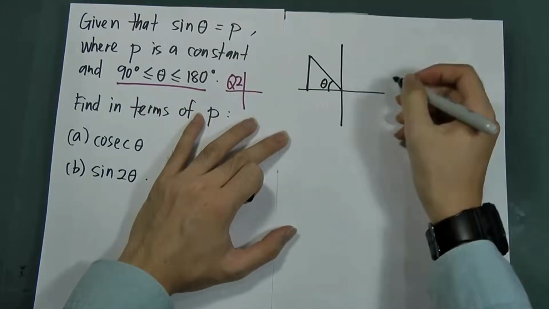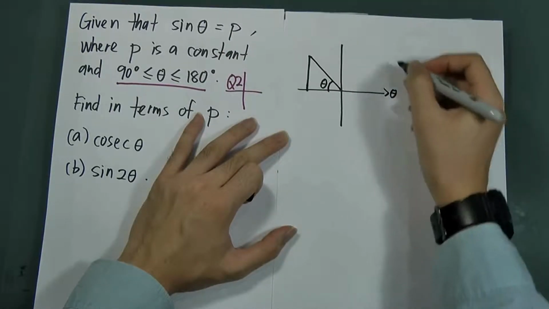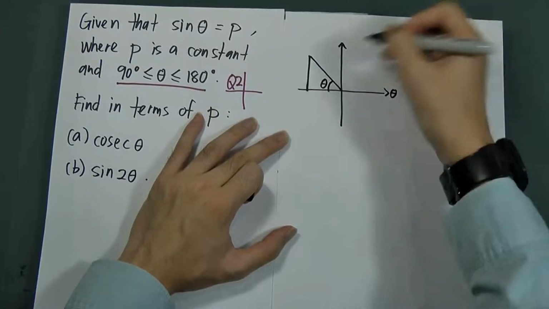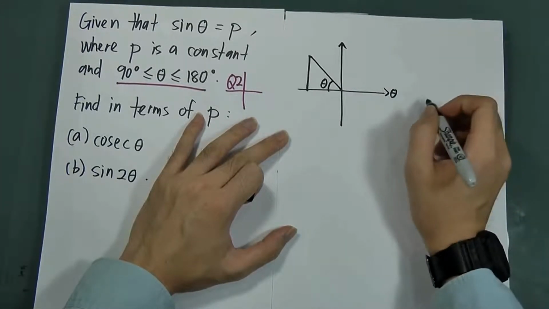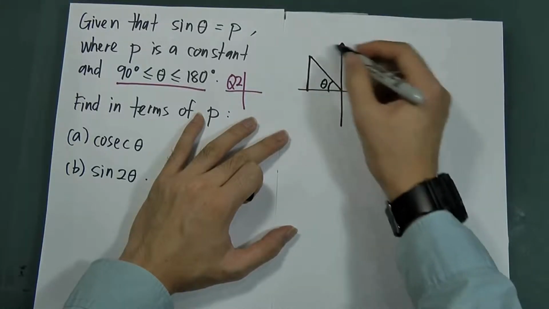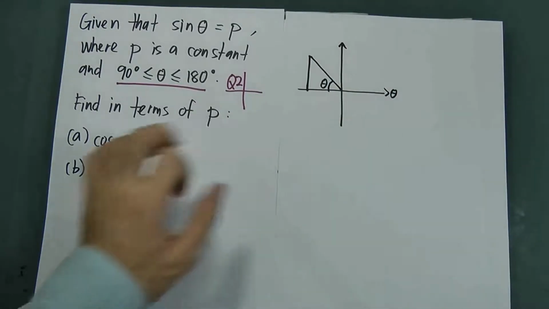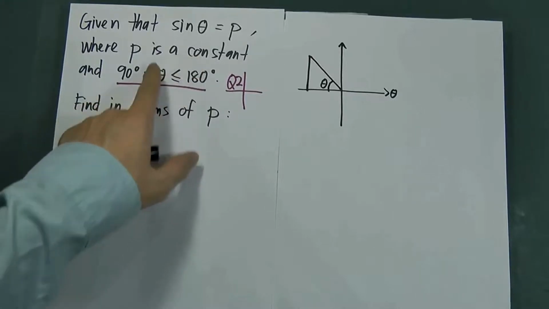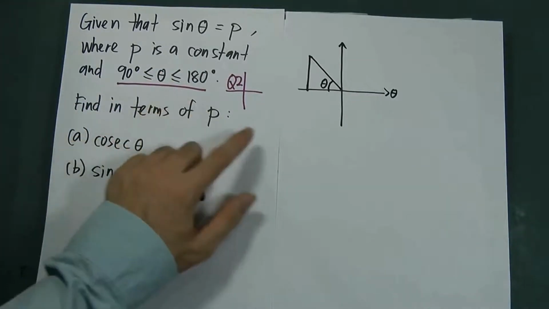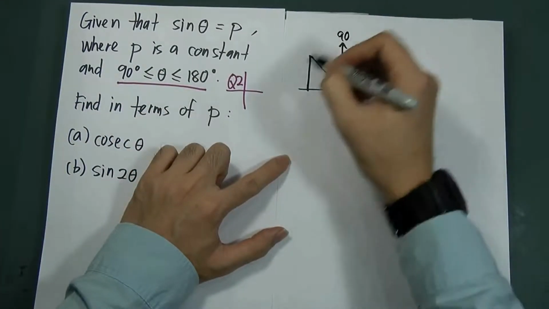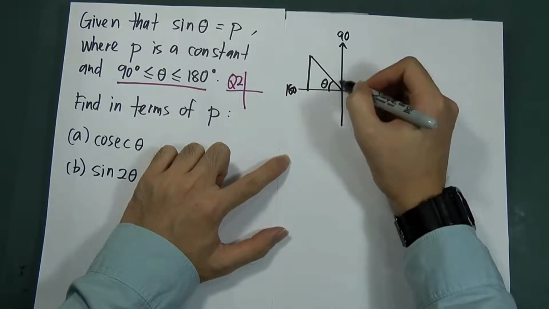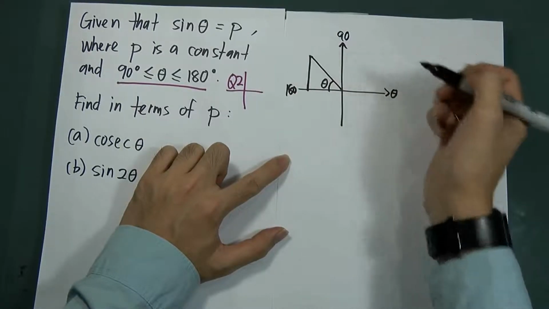Imagine this is an angle, and maybe this is the x value, and this is the y value. Now this is already in the second quadrant, because he says the angle is between 90 and 180. Here is 90, here is 180. So the angle is between here, 90 to 180.